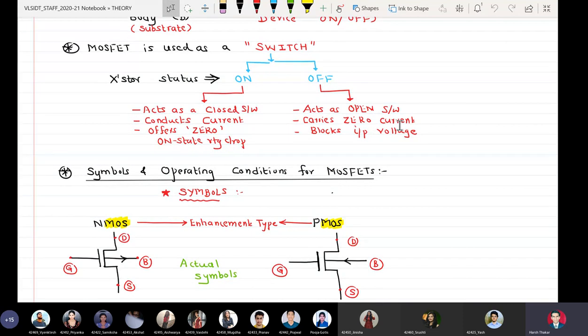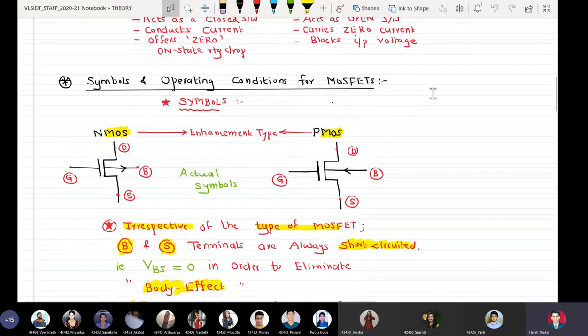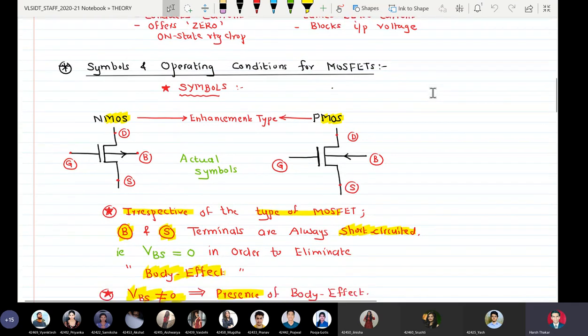When any switch is on, it conducts current and offers ideally zero on-state voltage drop. And when that switch is off, it carries zero current ideally, and it blocks all the input voltage across itself. Then we went on to discuss the symbols and operating conditions for MOSFETs.